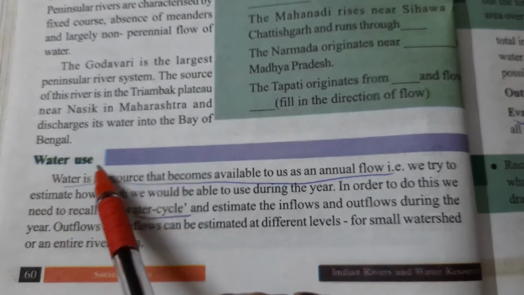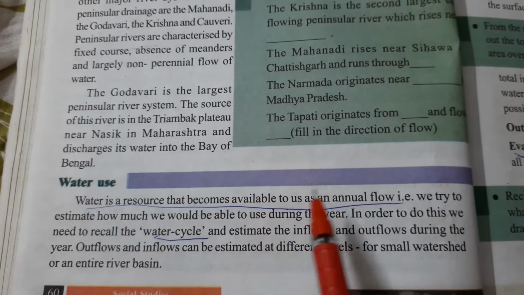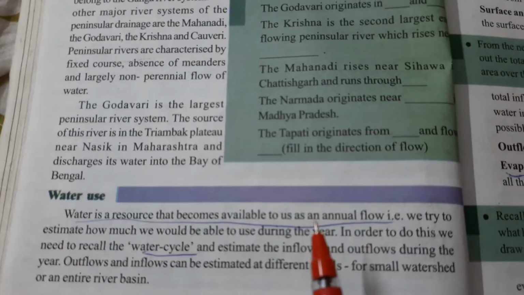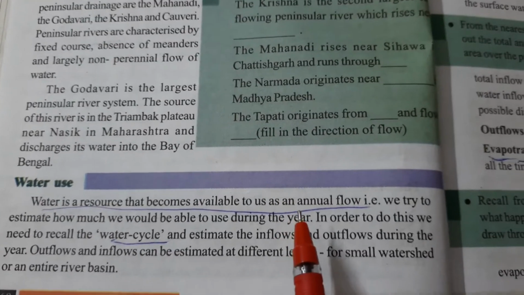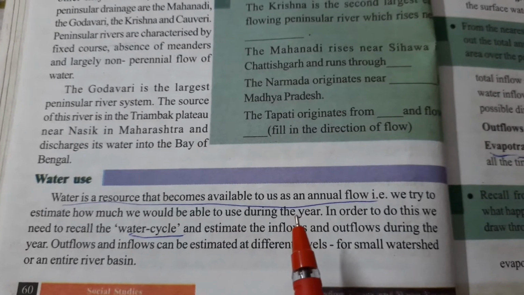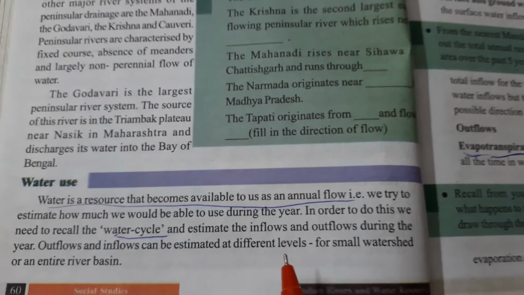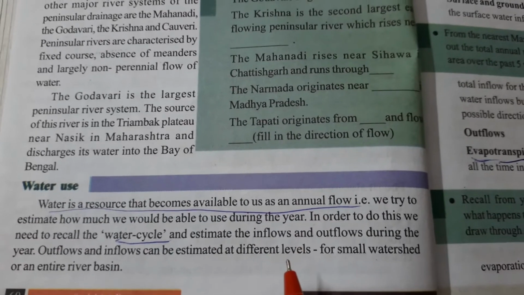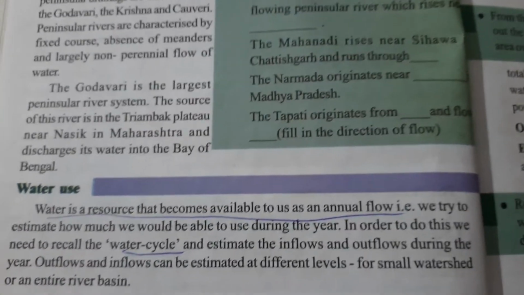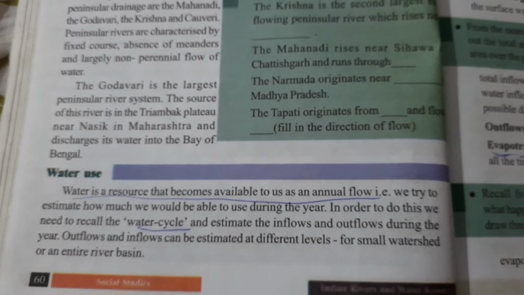What are the uses of water? There are many important uses of water. The first thing is water is used for drinking purposes. So the priority should be given to drinking water. Next, water is used for domestic purposes. Water is used by animals. Water is used for agriculture, and water is used for industrial purposes also.